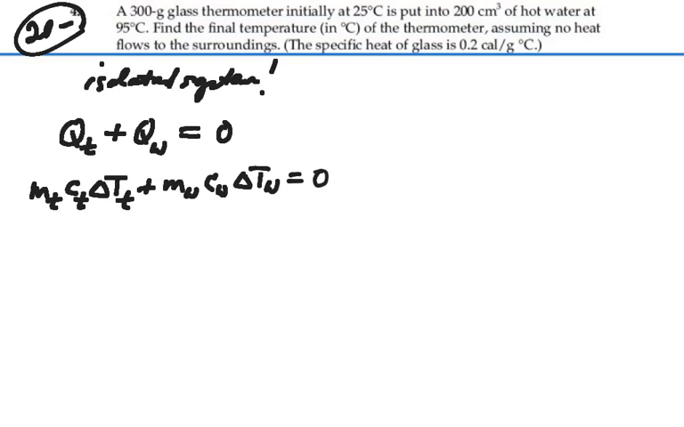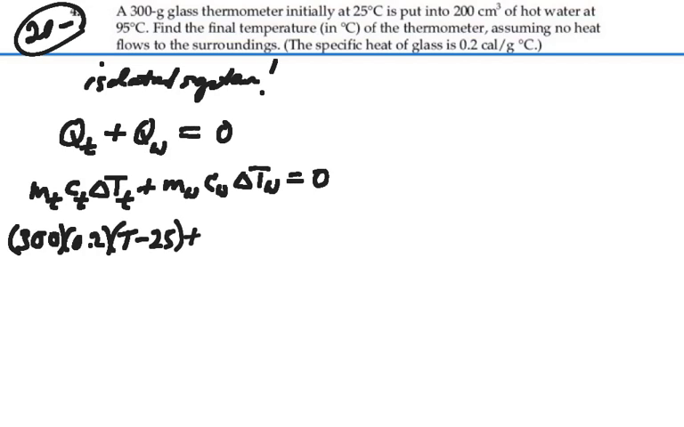In this case, we have a 300-gram thermometer. The specific heat of glass is 0.2 calories per gram, and our change in temperature is going to be our final temperature, T, minus our initial temperature of 25 degrees Celsius. And the fact that we're having a change in temperature means we can keep these in Celsius degrees.